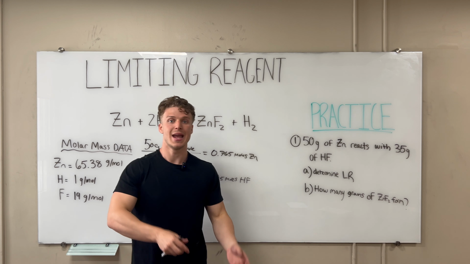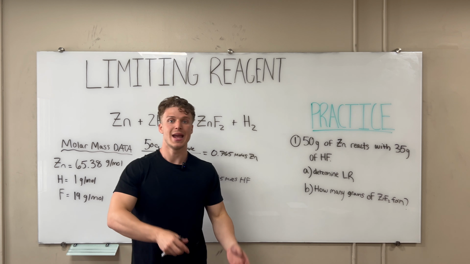Now, how are we going to do this? Well, we're going to take our moles of each thing. I'm going to write that over here. So we have 0.765 moles of zinc. We have 1.75 moles of HF. And we're going to pick a product. It doesn't matter what product we pick. I'm going to pick ZnF2. And we're going to use these values to see how much zinc fluoride we can make if we use zinc and if we use HF. So let's erase this and give ourselves some room to work and determine our limiting reagent.